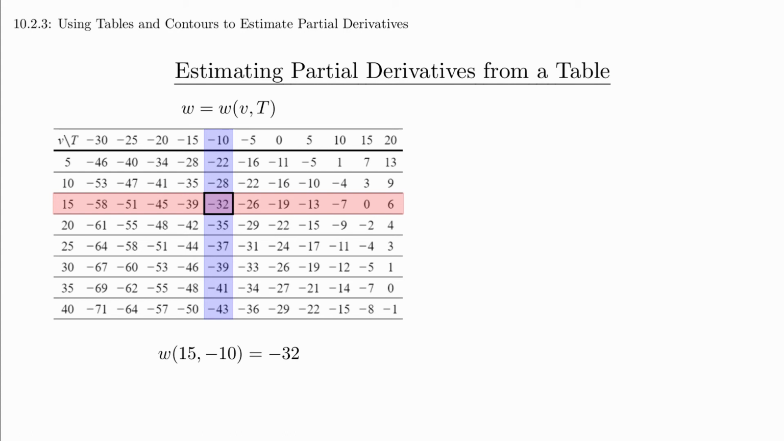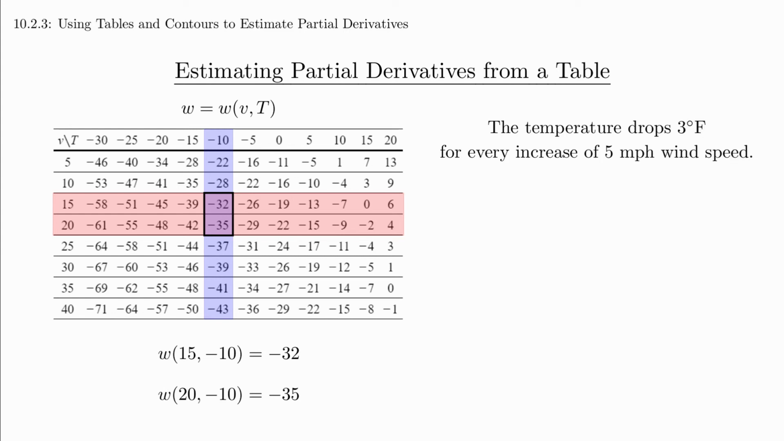If we wanted to estimate the partial derivative with respect to v, we are asking how the wind chill changes as we increase the wind speed. If you look at the chart, we see that the next wind speed we have is 20 miles per hour, which is 5 miles per hour faster. In that span of 5 miles per hour, the wind chill drops by 3 degrees. So the temperature drops 3 degrees for every 5 miles per hour of increased wind speed.